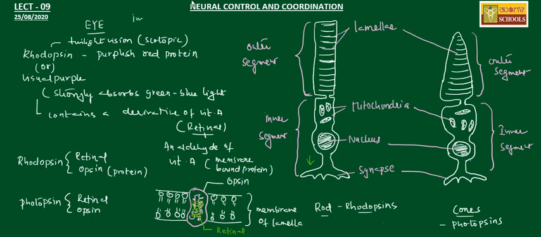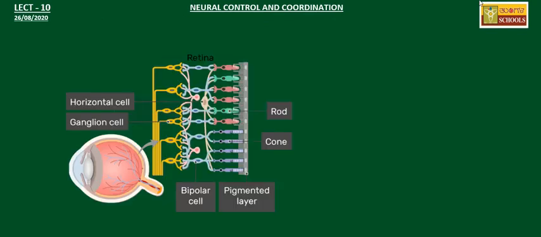So impulses are carried to the visual cortex of the brain, where they will be analyzed. The image that falls on the retina will be inverted, but the image will be made upright in the visual cortex region of the brain. That is the reason why we are able to see the object as it is. Here I'm showing you a very clear picture.